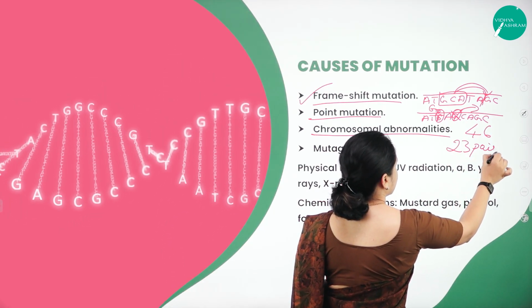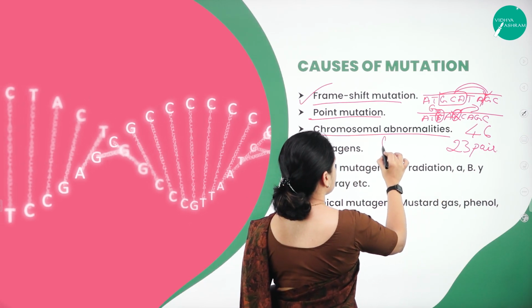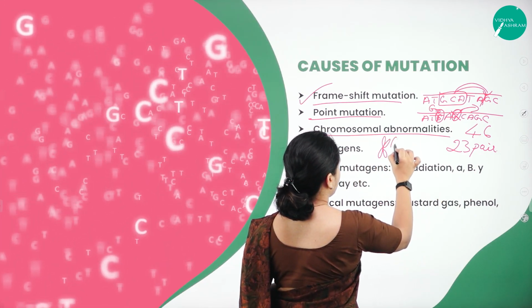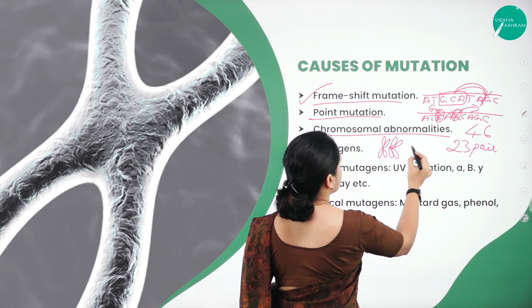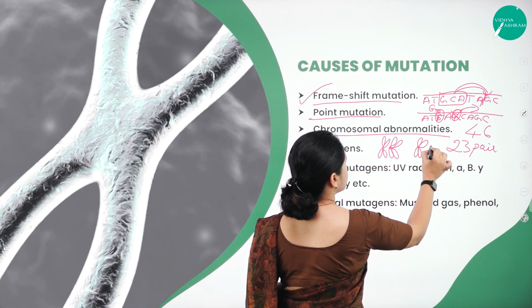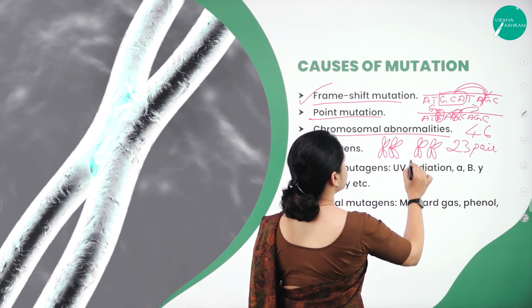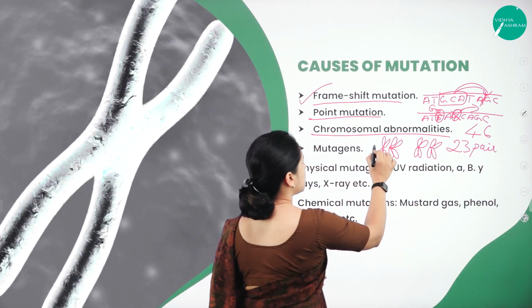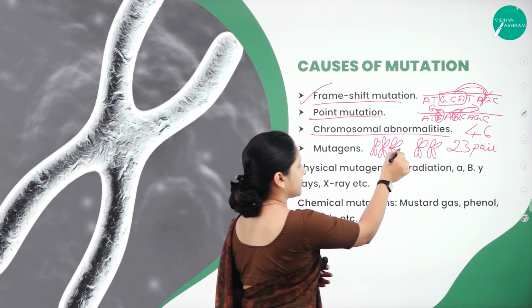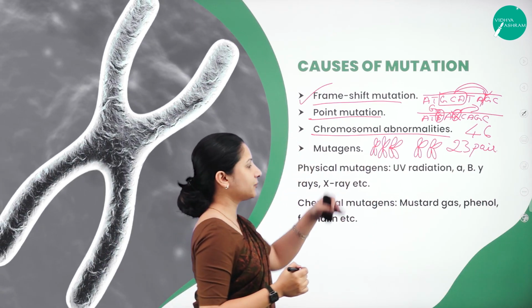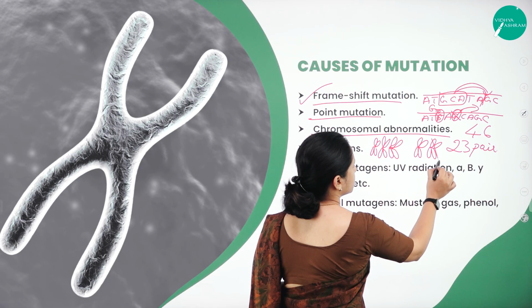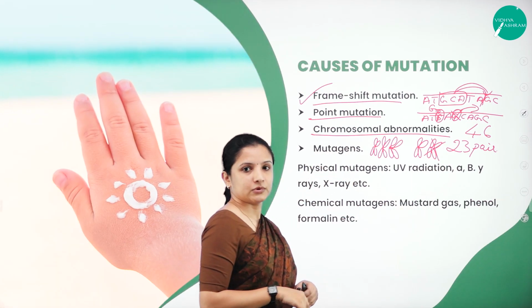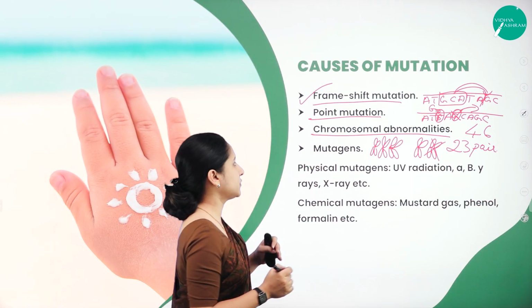So 23 pairs, and these pairs are nothing but chromosomes like this in pairs. Pair means it is 2, right? Sometimes during chromosomal abnormality, a third chromosome of a pair may come here. So this is an abnormality, or one chromosome may get deleted. That is nothing but chromosomal abnormality.